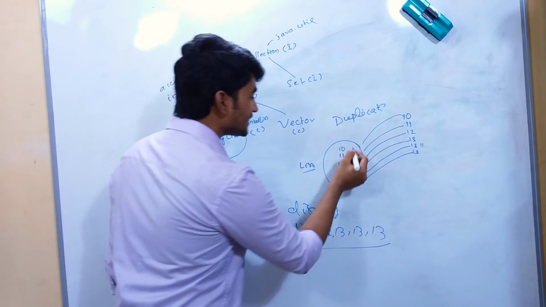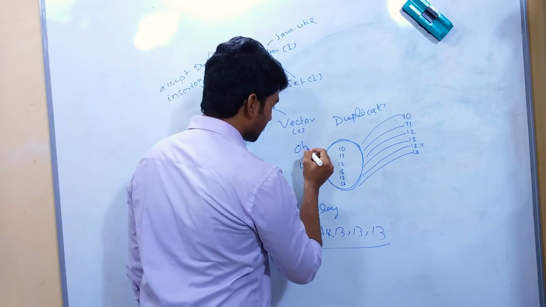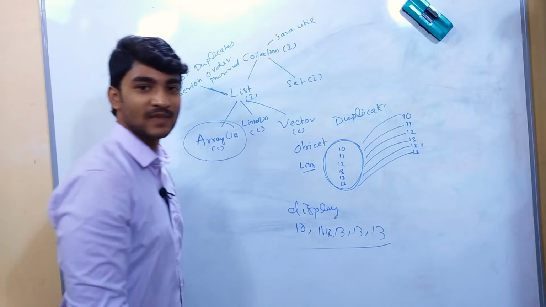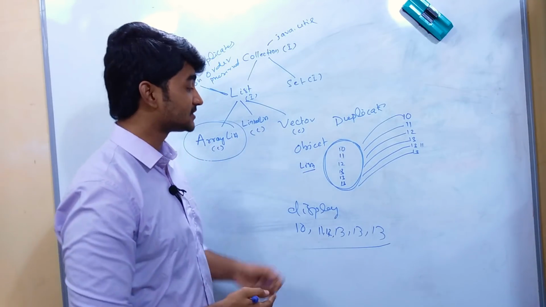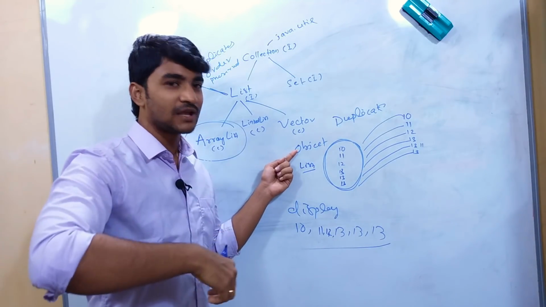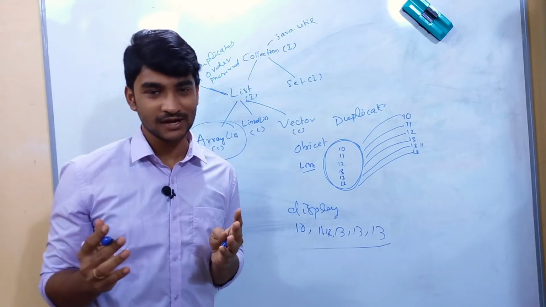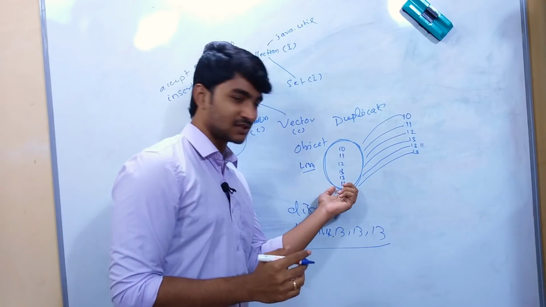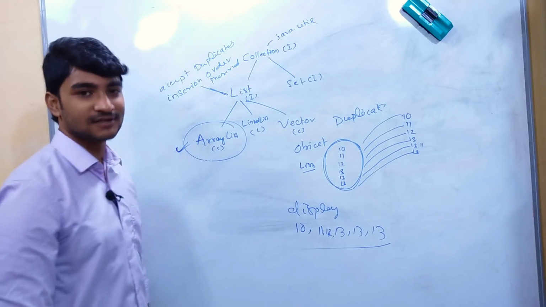Okay, so now let's treat this bucket or this circle as a Java object. All right, now this is a Java object or a list object. Let's treat it like that. And what does object mean? We create objects for classes, right? So what class object is this? Now let's pick this class object, ArrayList class object.